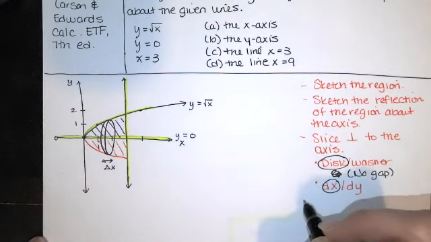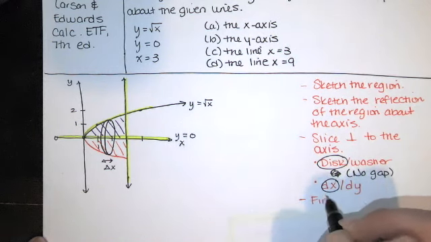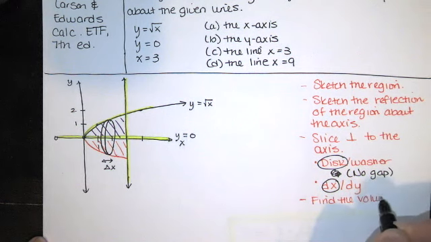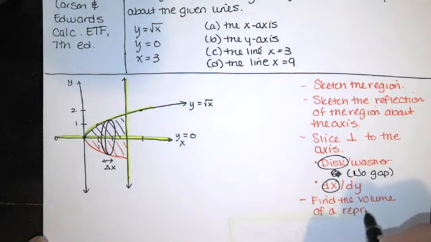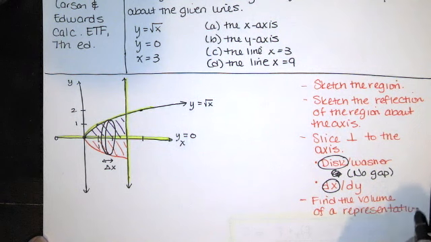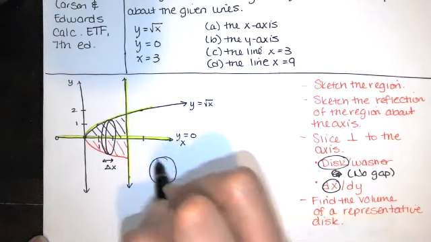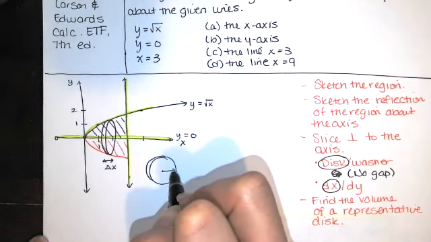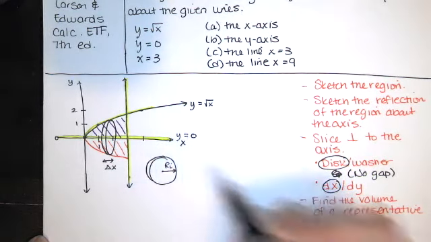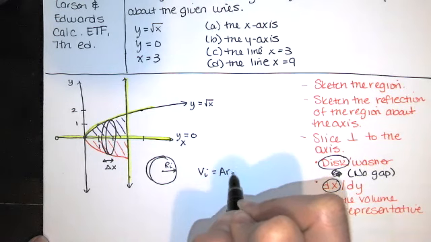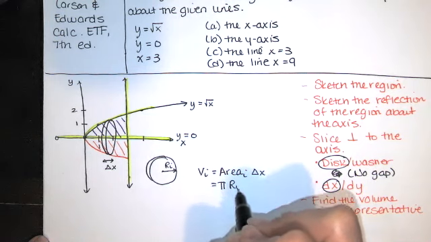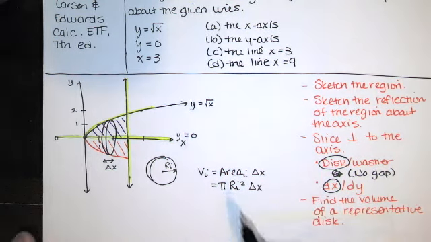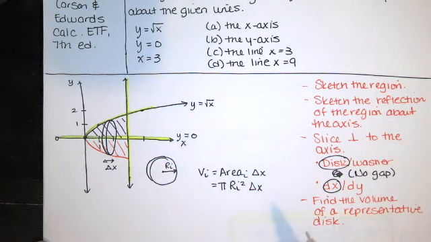then we want to find the volume of a typical or representative disk in this case. So this disk looks like this. The volume is the area times the thickness of the disk. Area of a disk or area of a circle is pi times the radius squared. And we want that radius in terms of x because we're integrating with respect to x.